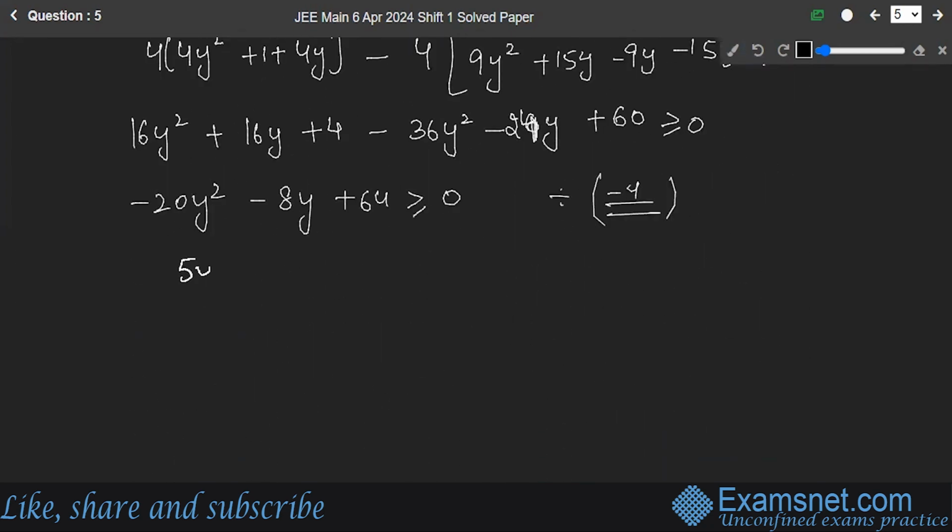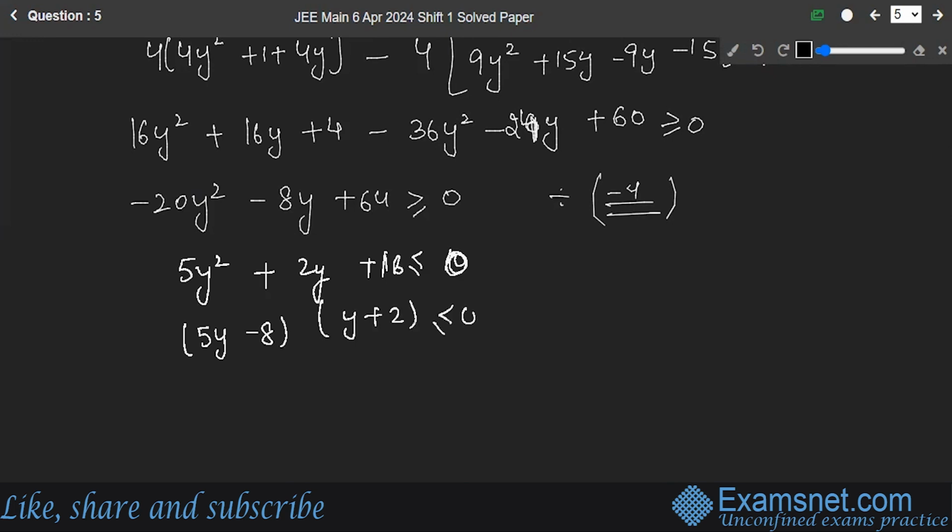This will give me 5y squared plus 2y plus 16 is less than or equal to 0, sorry. And here let's factorize it. You will get two factors as 5y minus 8 and y plus 2. When you split the middle term, you get these two as the factors. So these are the two breaking points, minus 2 and 8 by 5. So this is the range. It lies between this.